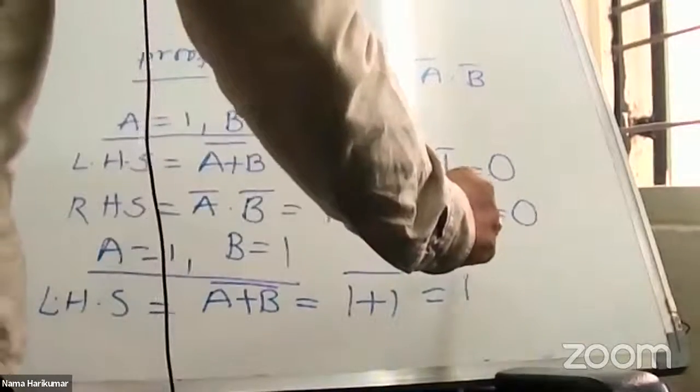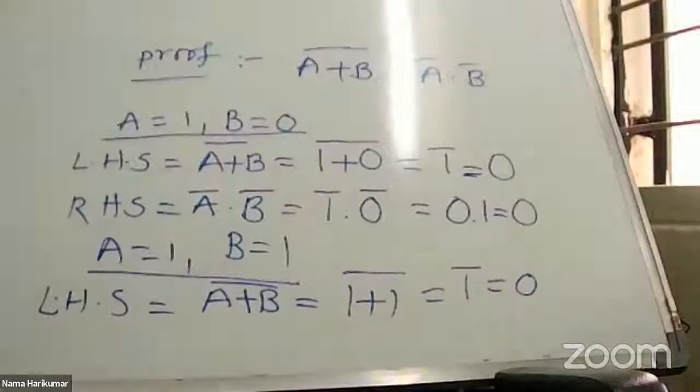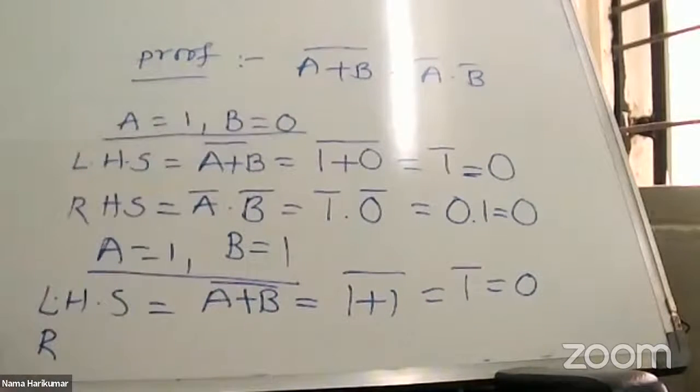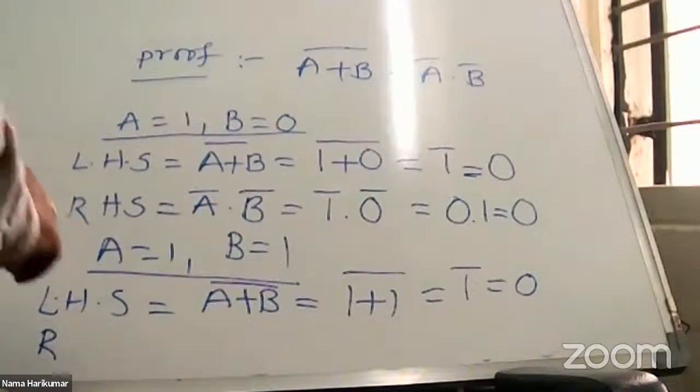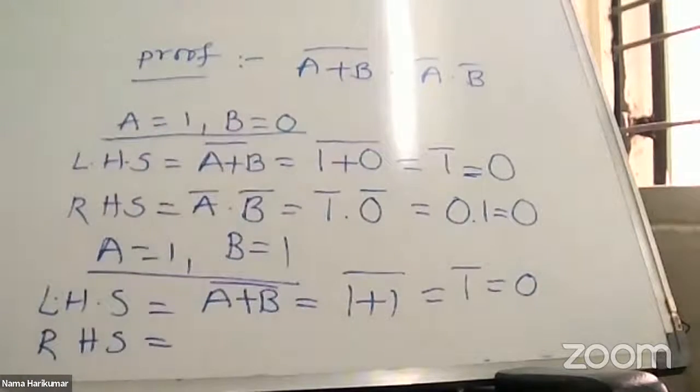The 1 complement is equal to 0. Okay, so it is clear. So the LHS is completed, and the LHS value is 0 when we put A equal to 1 and B equal to 1. Next, the RHS.